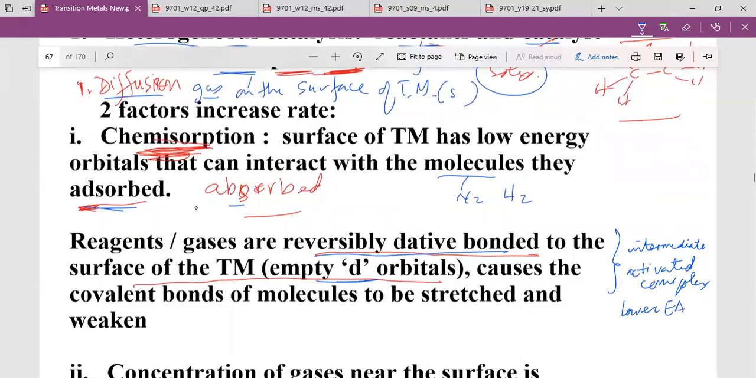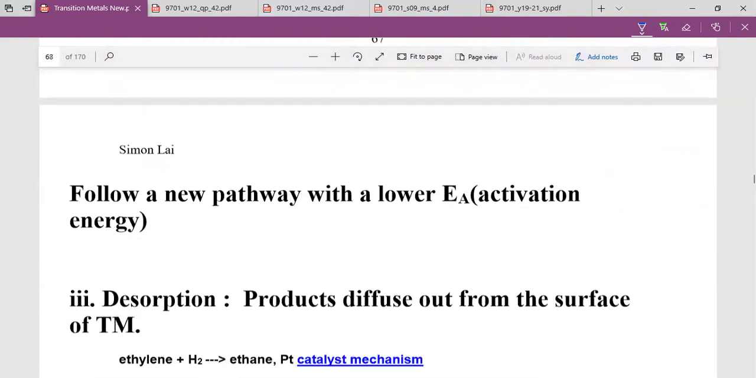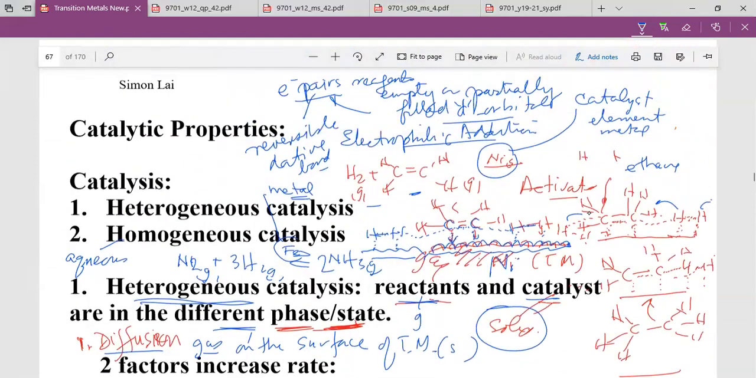After the bonds are formed and reversed, then they undergo desorption. Number 3, desorption, which means the product goes away. So this is the whole thing, a surface reaction. Now I'll show you how they answer this question.